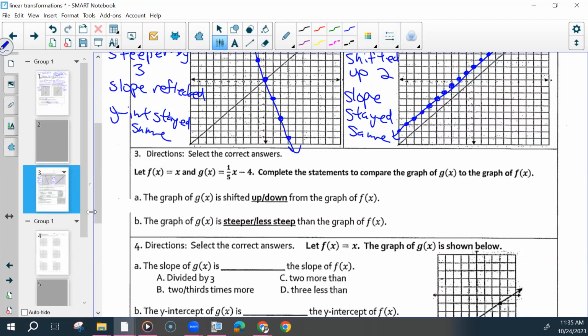For number 3, would this be shifted up or down? Down, how do we know that? The y-intercept is -4. Would this be steeper or less steep? How do we know that? Less steep because it's a fraction, and the fraction has a numerator less than the denominator. So just because it's a fraction doesn't automatically mean it's less steep. Because if I had 3/2, that's more than 1. Okay, questions so far?